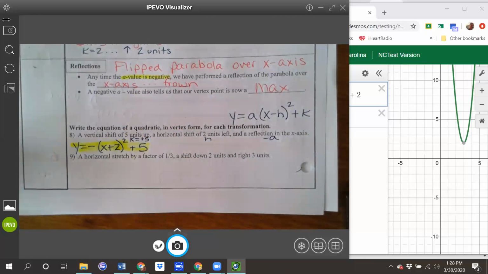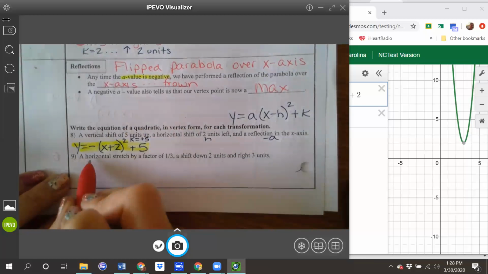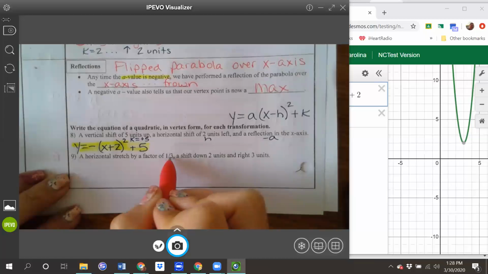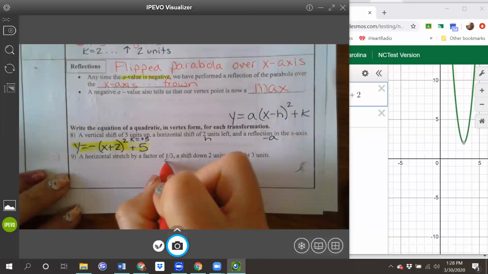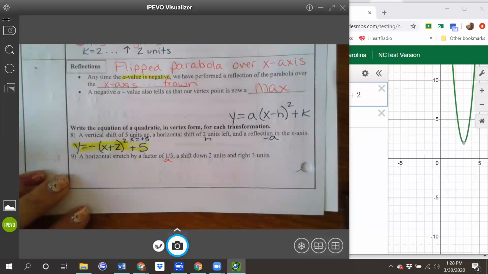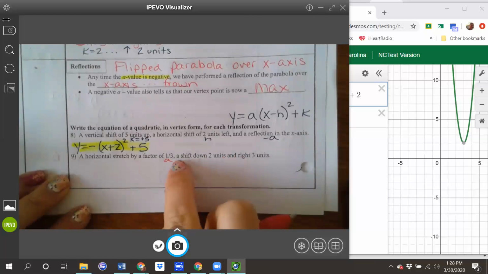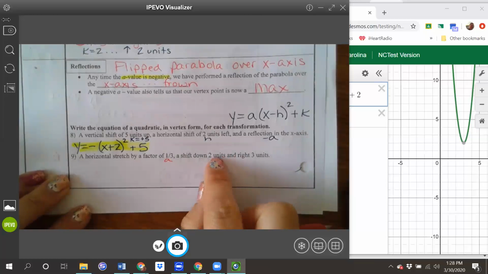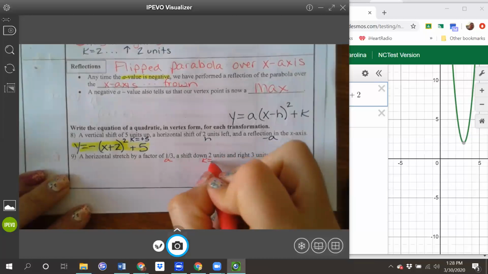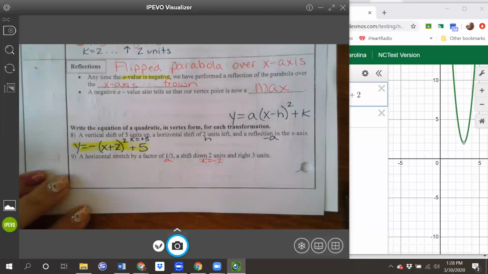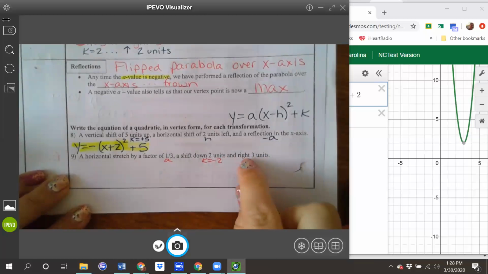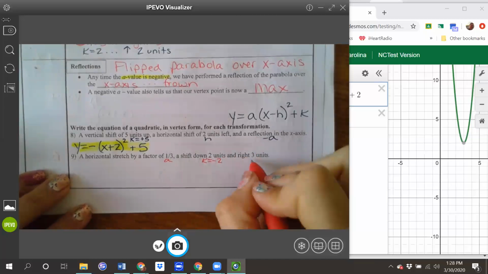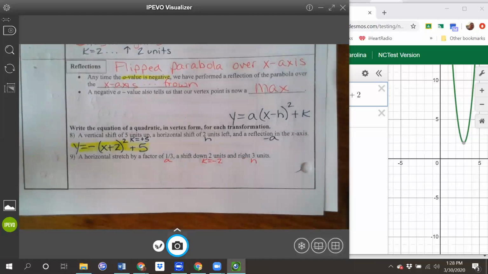Last one, pause it and give it a shot. It says that we want a horizontal stretch by a factor of 1/3. So that means that A is going to be 1/3. We want a shift down 2 units. That means that K is going to be -2. And then we want to go to the right 3 units. So that part is H.